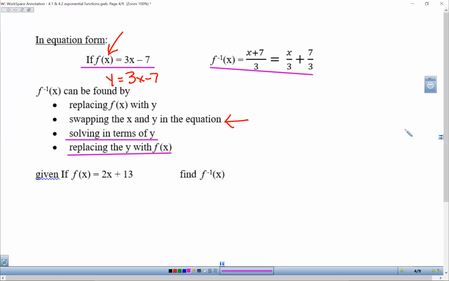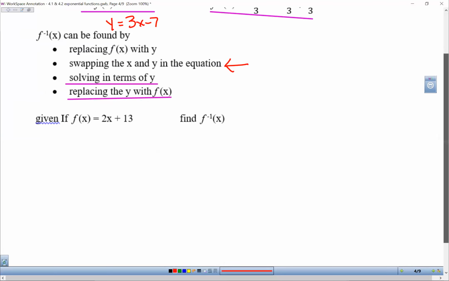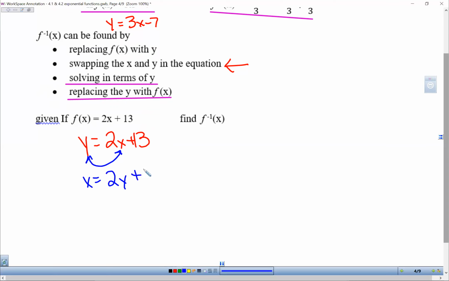So let me walk you through this one. This is basically solving an equation. So first off, we're going to rewrite this. This is y equals 2x plus 13. And then we're going to switch the x and y's. So just exchange places. So x equals 2y plus 13. And now we're going to solve in terms of y.